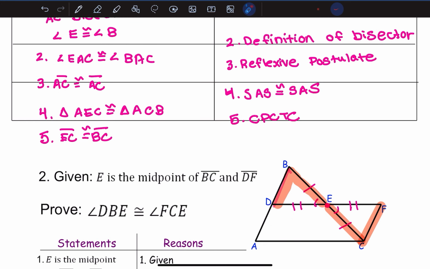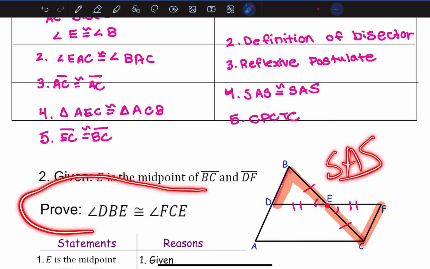So for number 2, given that E is the midpoint of BC and DF. So E is the midpoint of both of these lines. So you should know, okay, I'm going to have congruent segments here, congruent segments there, and a pair of intersecting lines. You know that there are vertical angles. So I can see right here, to prove that the triangles are congruent, is going to be side, angle, side.